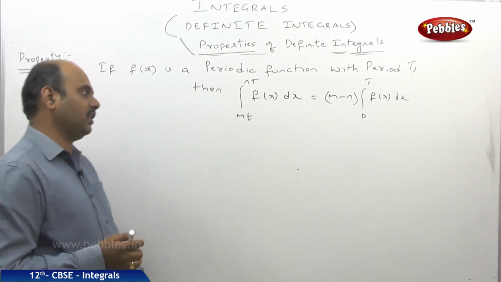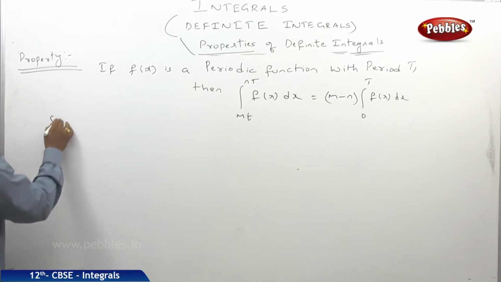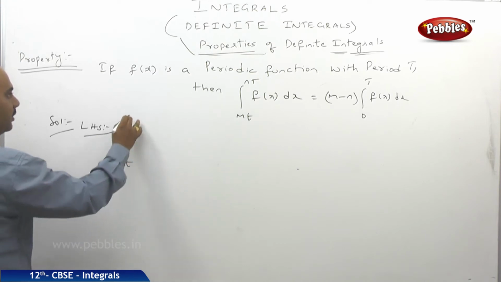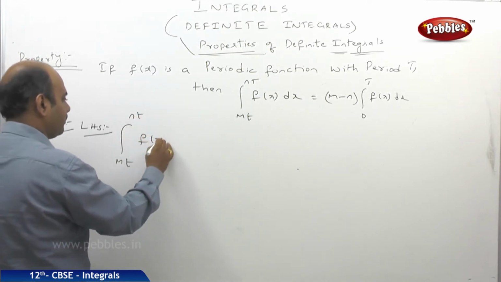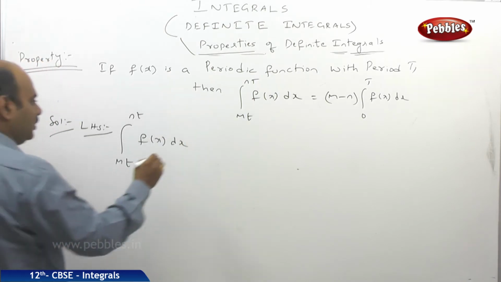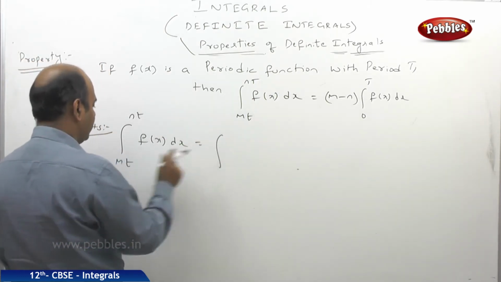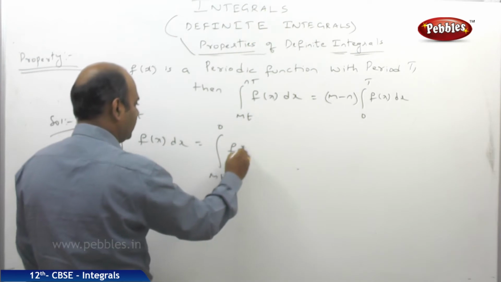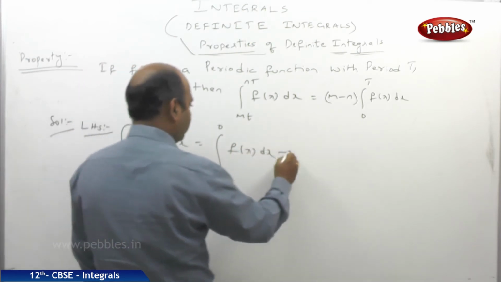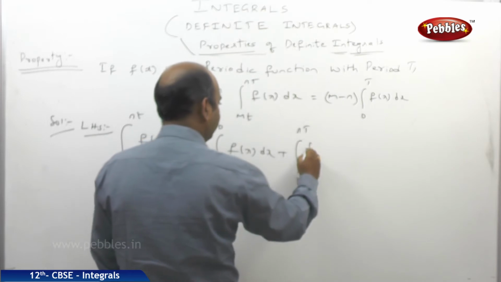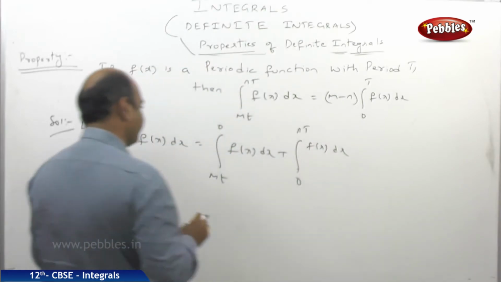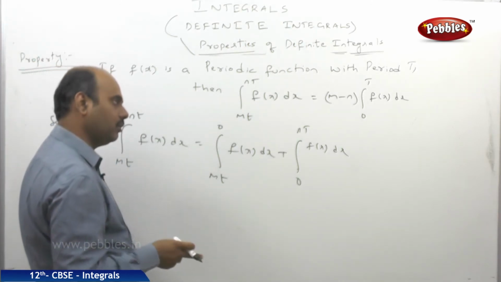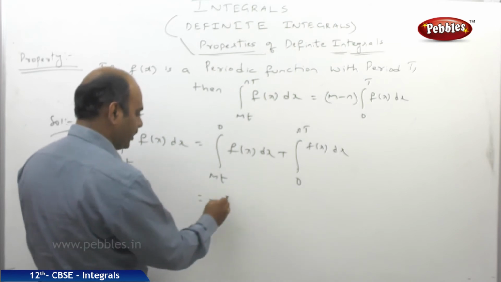So for proving this property, once again I will be considering the LHS. What is our LHS? Integral of mt to nt f of x dx is equal to, here if 0 is any real number between mt and nt, I will write it like this: mt to 0 f of x dx plus 0 to nt f of x dx. Now I will interchange the lower limit and upper limit. So what happens? The minus sign will come outside.